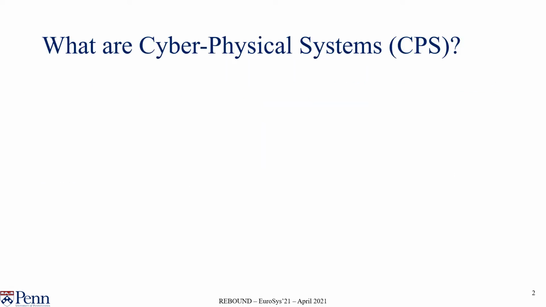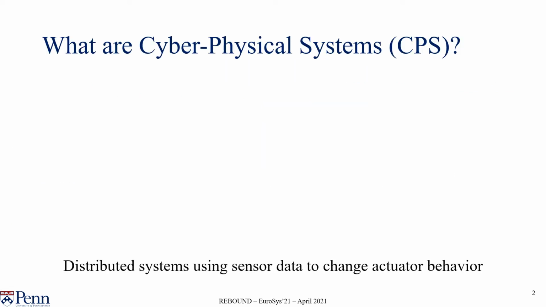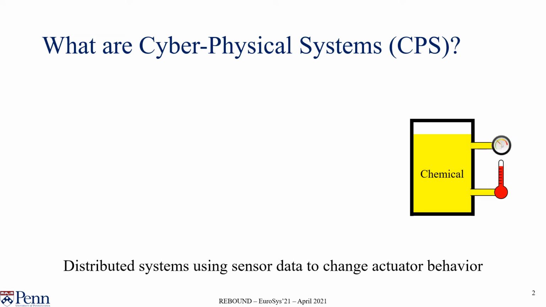In this work, we focus on cyber-physical systems, which are systems that use sensor data to change the behavior of actuators. For example, let's take a look at this chemical vat that has attached to it a temperature sensor and a pressure sensor. It has a burner that can add heat to the system, a pressure valve through which the chemical flows in and out, an emergency alarm, and a live stream data monitor.